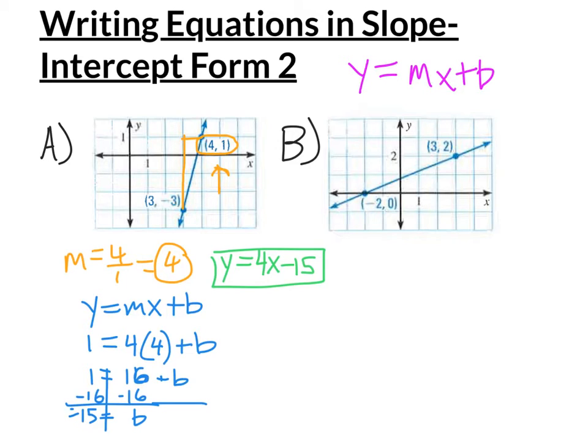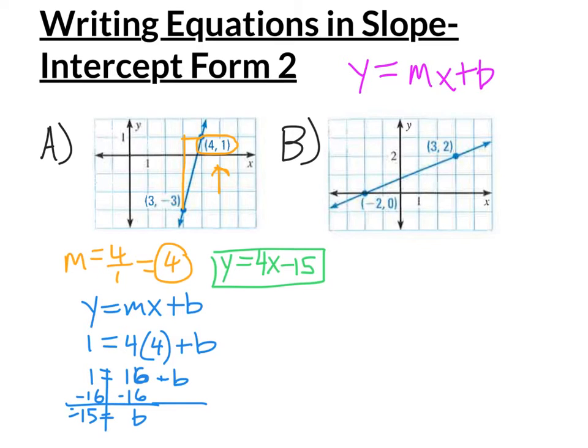Now, I chose (4, 1) because both of those values are positive. I also could have done (3, -3). Because these 2 points are on the same line, they have the same equation. If I would have substituted negative 3 for y and 3 for x, along with 4 for my slope, we would have gotten the same b, negative 15. So it doesn't matter what point you use as long as we do the steps right.